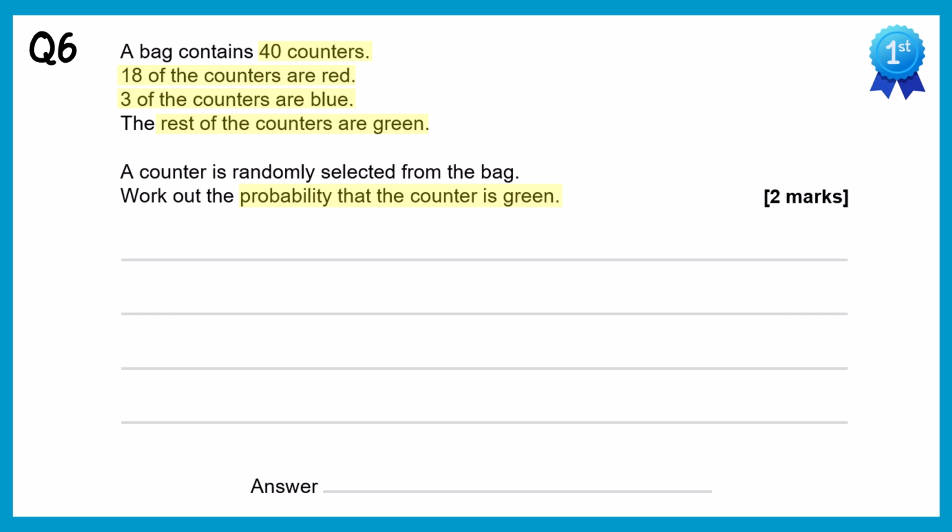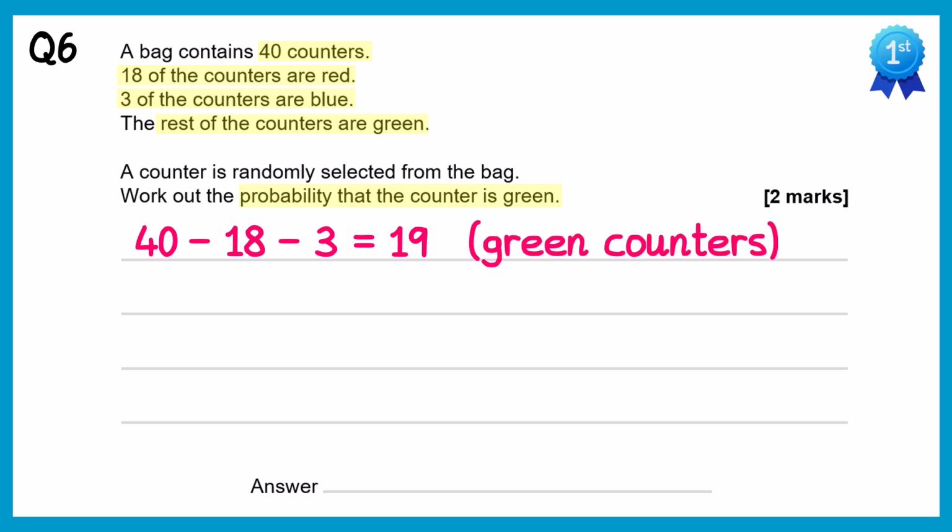Well, we know there are 40 counters in total, so if we subtract the number of red counters, which is 18, and subtract the number of blue counters, which is 3, we end up with 19, which is the number of green counters. Now to write this as a probability, we write the number of green counters, 19, over the total number of counters, which is 40.